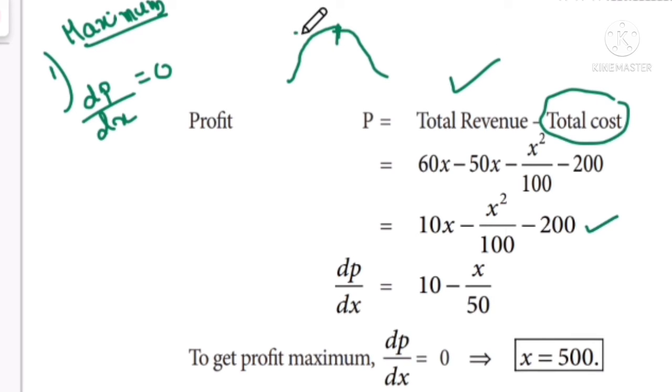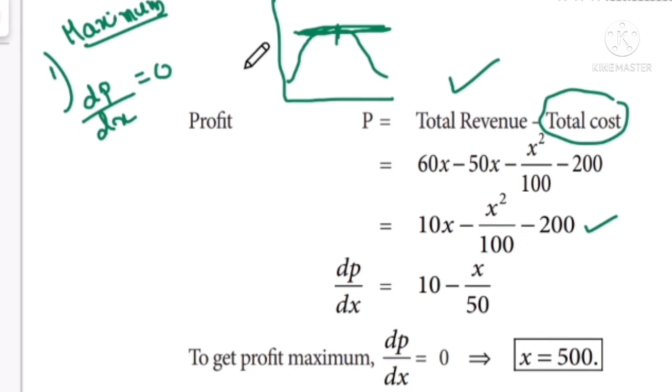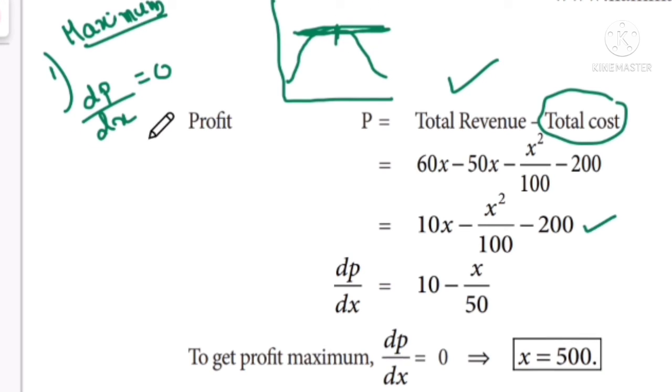So at this stage the slope is 0, that is, the slope is parallel to the x-axis. So dp by dx is the slope, which becomes 0. There is no change, it is still. It is increasing, then decreasing, and at this stage it is still, the maximum. Then you have to differentiate this again.